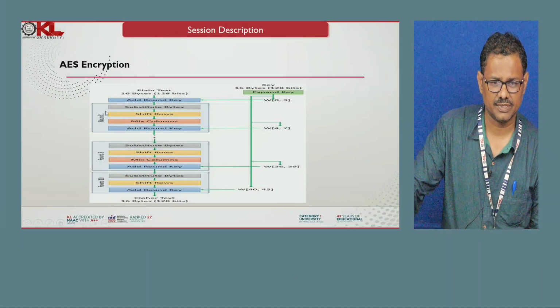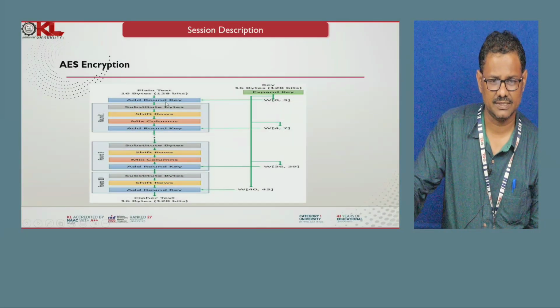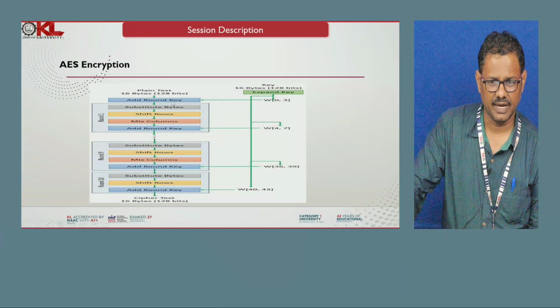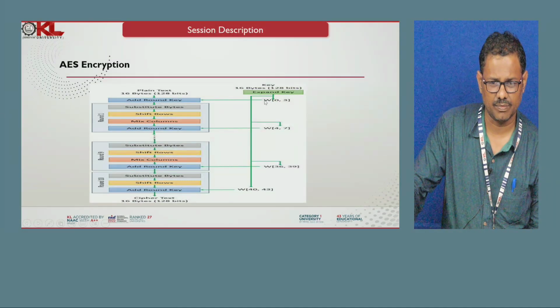So this is AES encryption. Already we discussed this in a similar way: 16 bytes plain text, 128 bits. Add round key. The add round key contains W0, W1, W2, W3, 4 words. 4 into 4 means 16 bytes. So this is applied to the add round key.